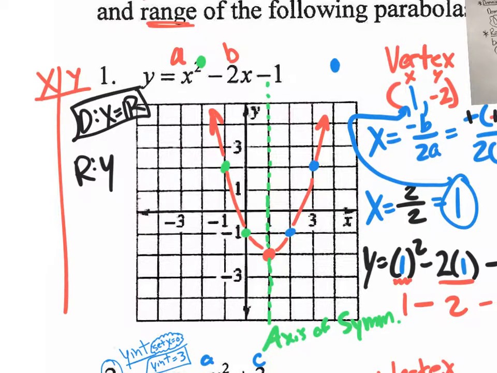Does it exist at -2? Yeah, right here at the vertex. Does the parabola exist at y equals -3? It does not. You guys following me? The parabola is not at -3.